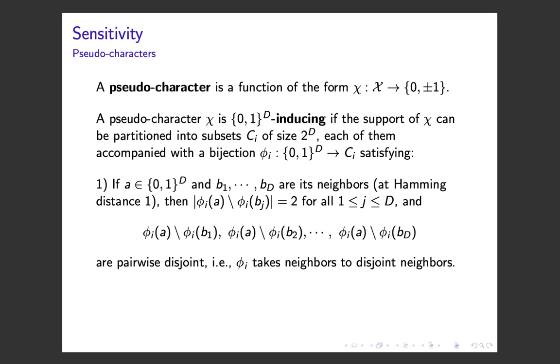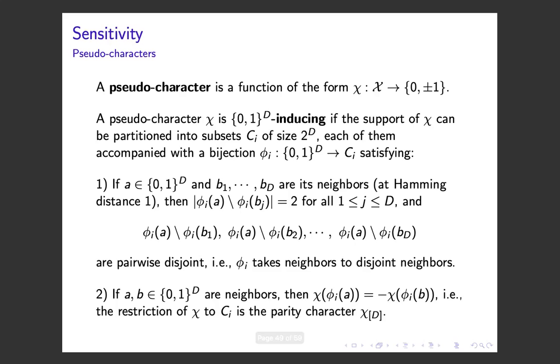And we also want to require that each of these set differences are all pairwise disjoint. So in other words, we say that phi sub I takes neighbors to disjoint neighbors. Okay, so you can pause the video and let that sink in.